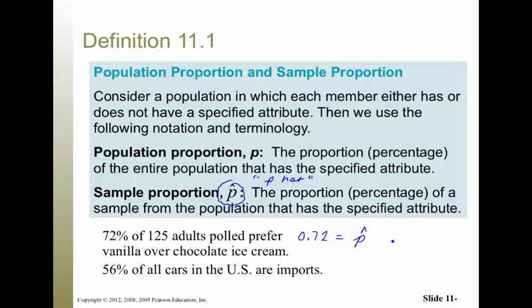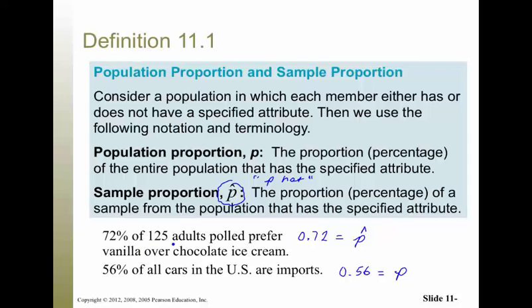All right. 56% of all cars in the U.S. are imports. And so that would be 0.56. Is that a P or a P hat? P. Okay, going back to the previous one.